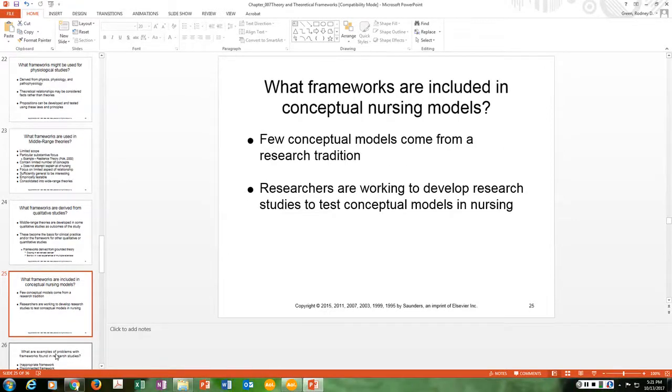What frameworks are included in conceptual nursing models? Remember, conceptual nursing models, you're talking about the grand nursing theory, trying to explain all of nursing. So a few conceptual models come from a research tradition. The theorist, for example, Roy, is a nurse interested in research, interested in pediatrics, and interested in neuroscience. But her model really didn't come out of a research tradition. She developed her model, and from that model, others use that model to develop frameworks that they use in their own study. And this is a way of testing conceptual models in nursing.